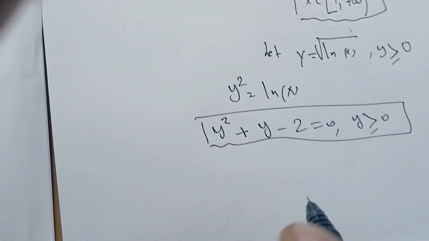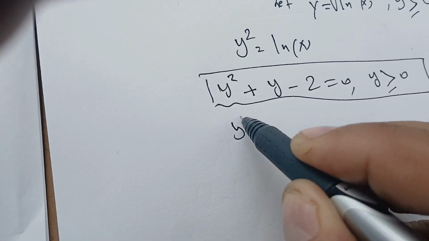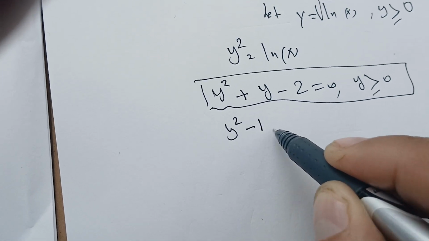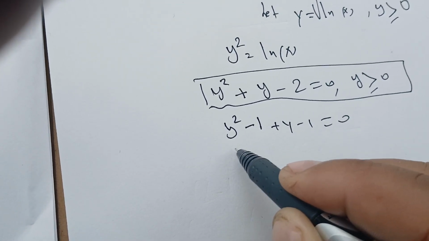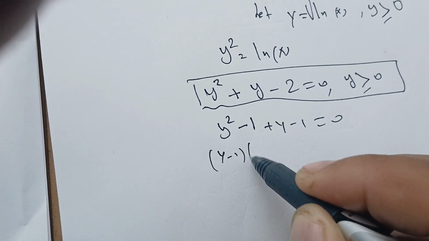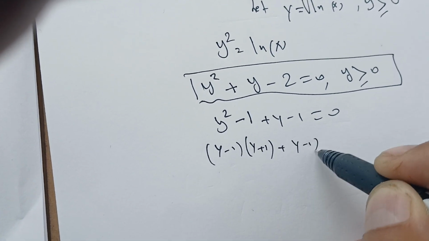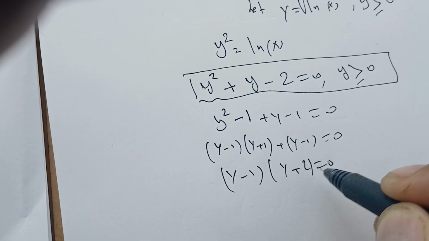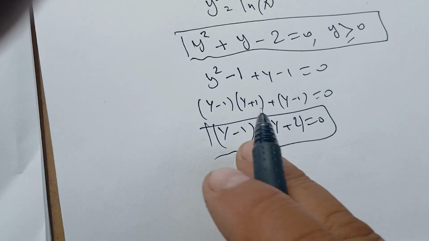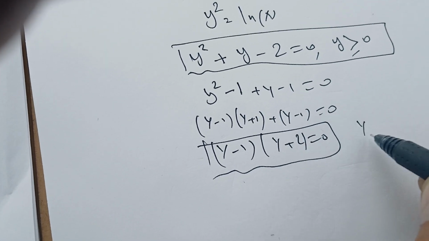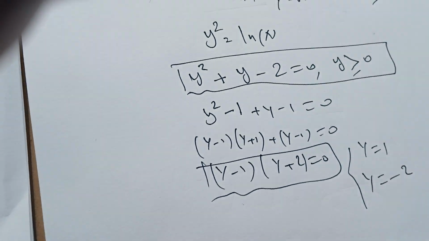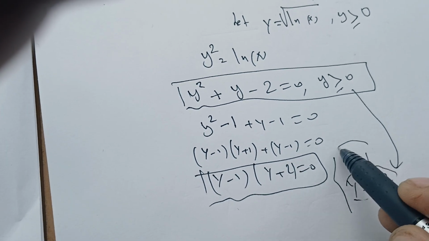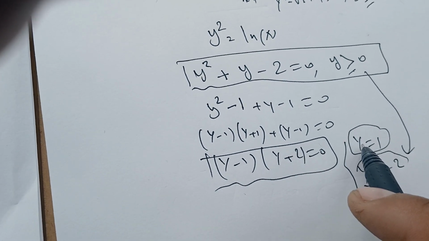Now we know how to solve this one. We can split the 2 into minus 1 and minus 1, so we have y squared minus 1 plus y minus 1 equals 0. We can factor this as y minus 1 times y plus 1, plus y minus 1, equals 0. So we have y minus 1 as a factor, and this equation has two solutions: either y is 1 or y is minus 2. The second is rejected because of the condition, and the first is accepted, so this one is a solution.